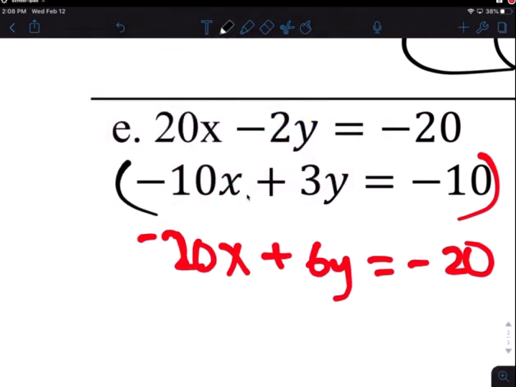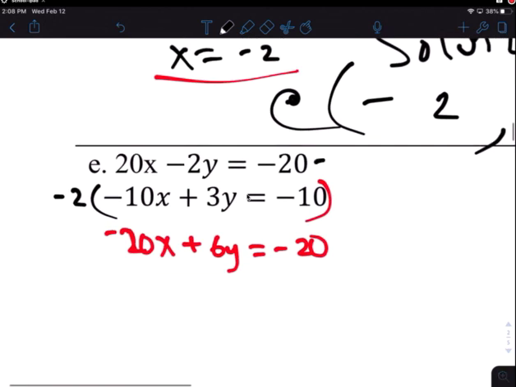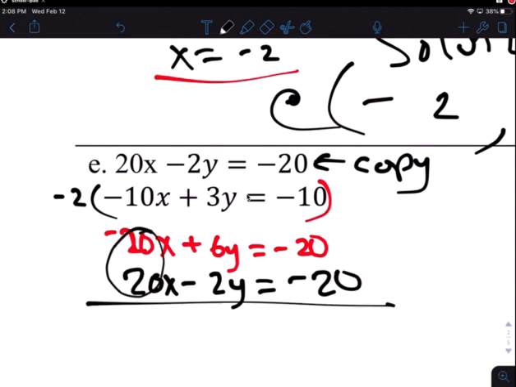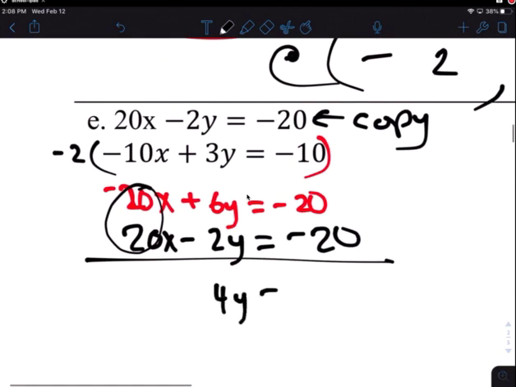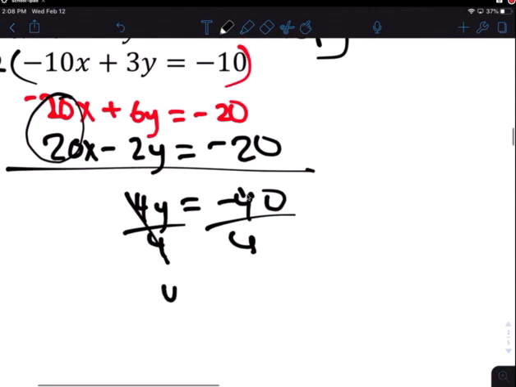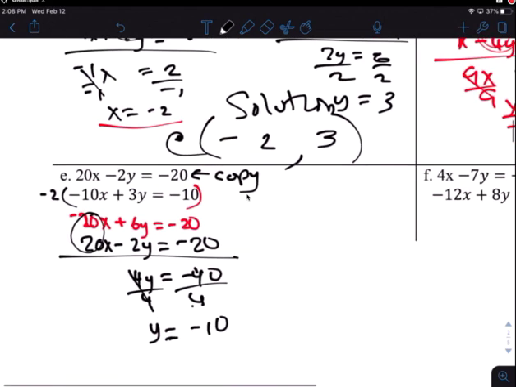Okay, so we multiply this by negative 2, so we copy everything here. 20x minus 2y equals negative 20. 0. 4y equals negative 40. Okay, to find x, you need to choose one of these. I'm going to choose this top one.